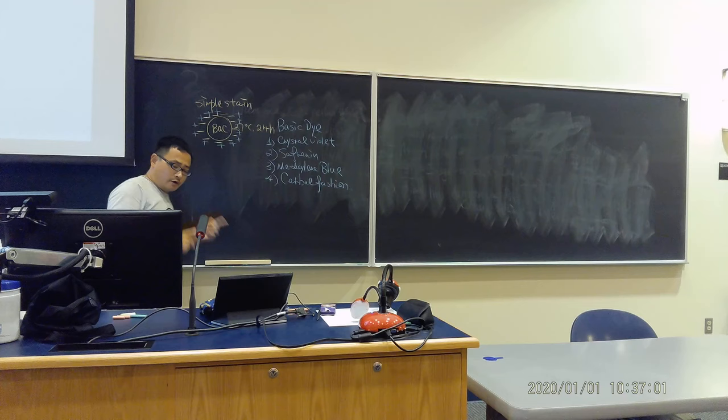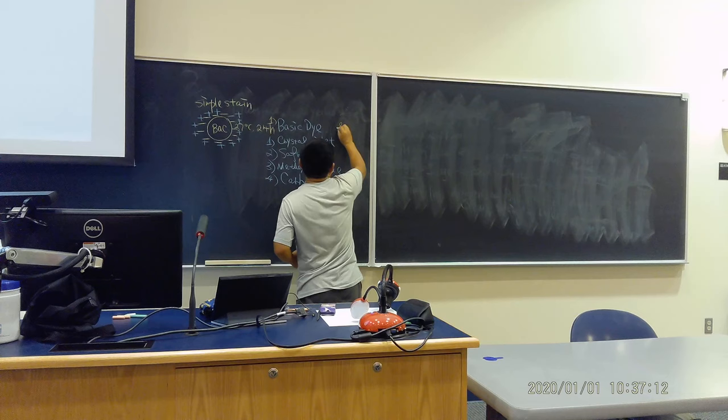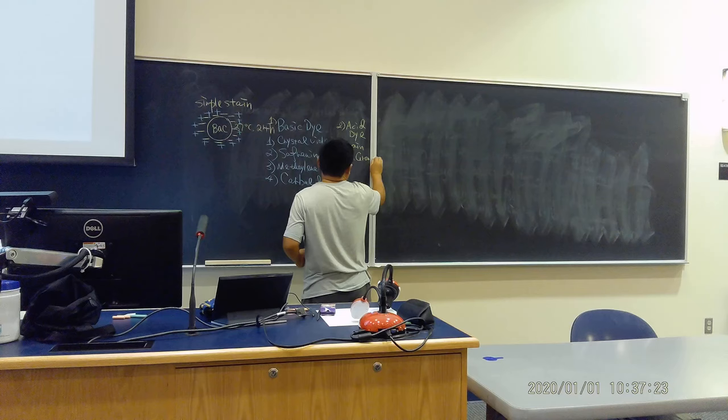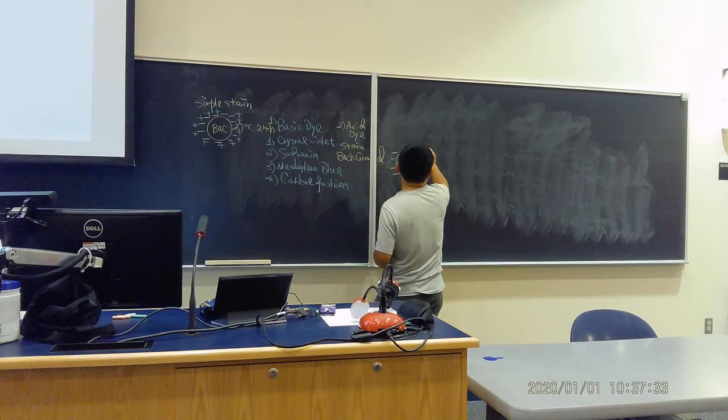However, sometimes we do not want to stain the bacteria. We want to stain the background. Therefore, another group of dye came up. We call it acid dye. The acid dye stains the background. Let's say the bacteria is negatively charged. This acid dye is also negatively charged, so they actually stay in the background.